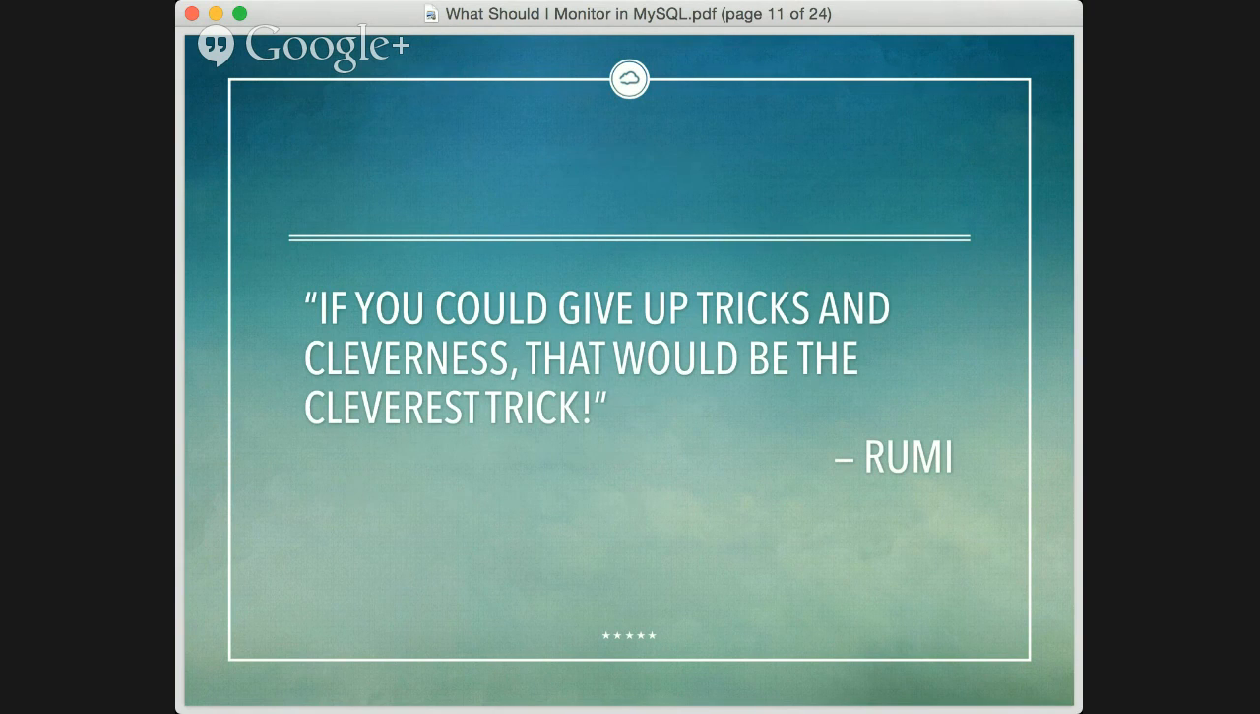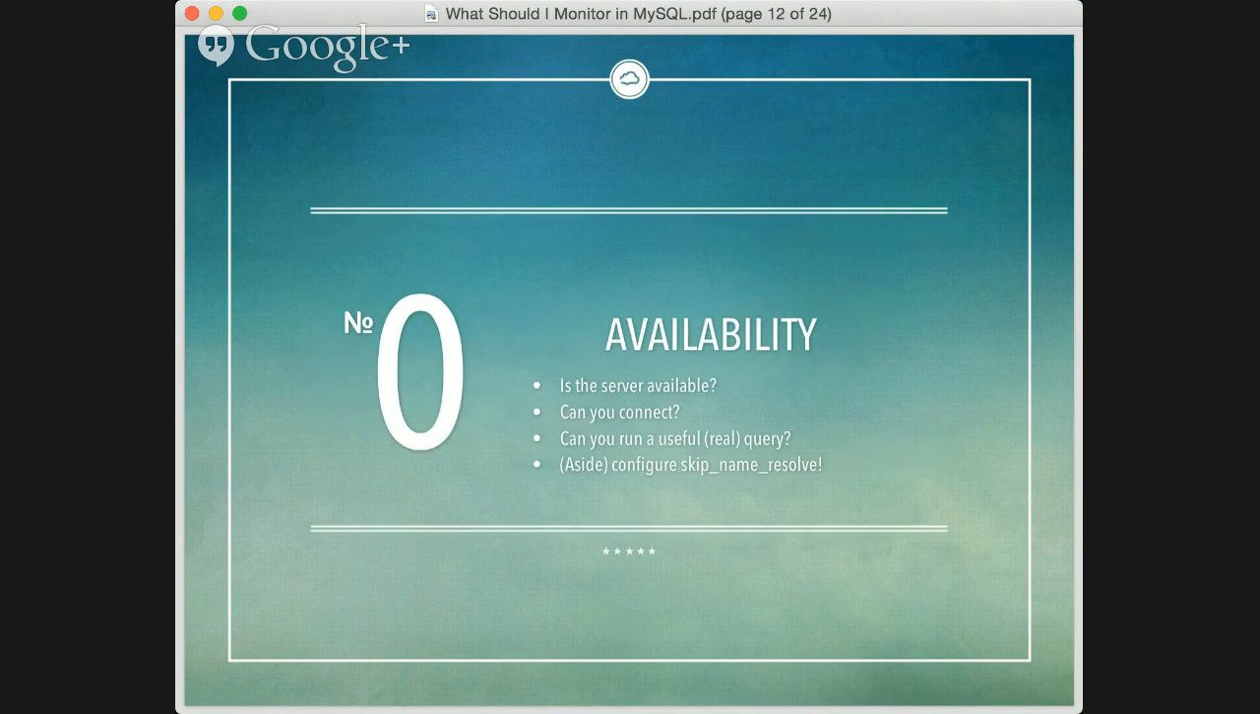I often have quotes of various kinds of scripture, and this just happens to be from my little calendar of Rumi poetry hanging next to me. I glanced over and looked at it while I was writing these slides, and I thought, that's perfect. Let's give up the tricks and the cleverness, and not think of ourselves as having found a clever way to do monitoring. Let's just do plain old monitoring, very straightforward, and we'll get the best results.